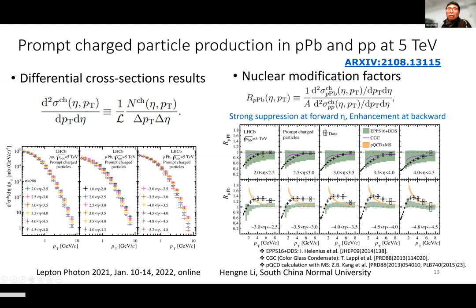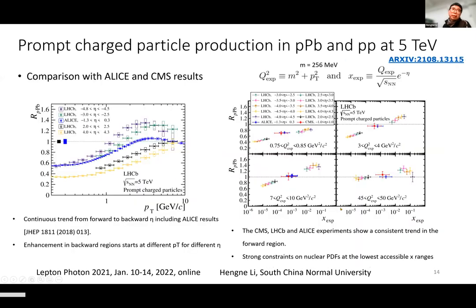So you can see our results compared with theoretical predictions, and you can see clear suppression for the low pT part. And the agreement with the theoretical prediction is pretty good for the forward part, but for the backward part you can see very big differences, right? And you can even see some enhancement for a higher pT part. So this can provide very strong constraint to the nuclear PDFs.